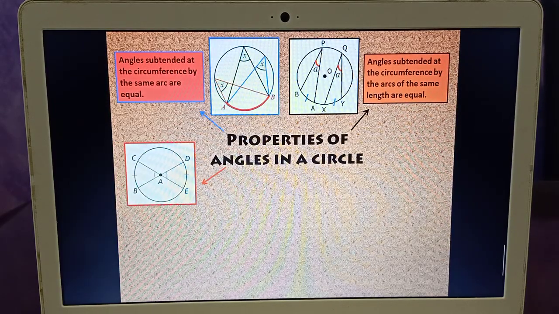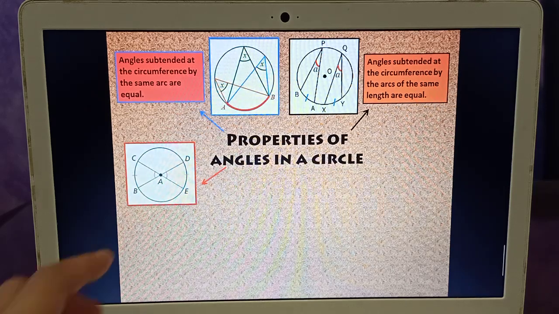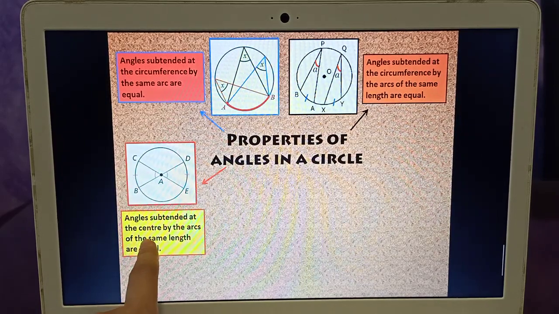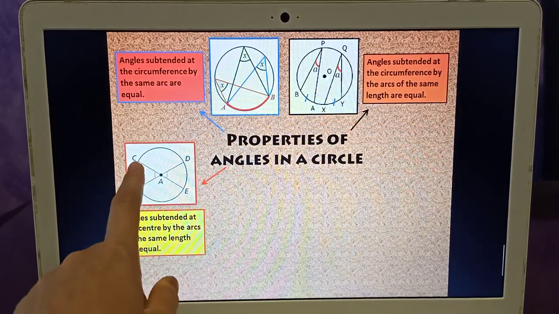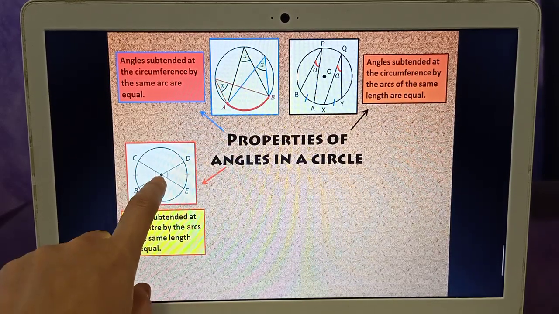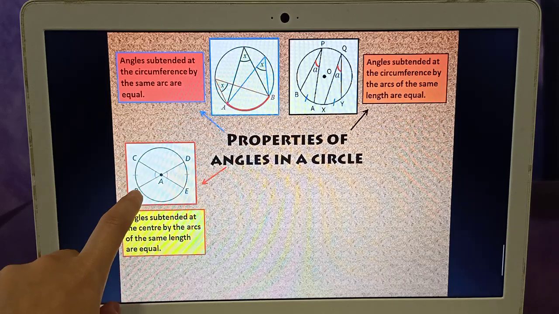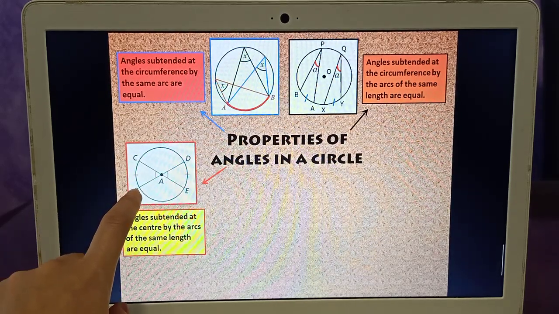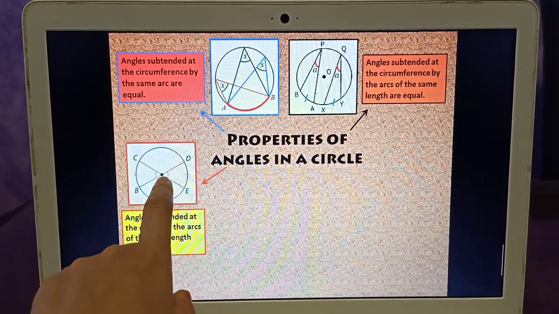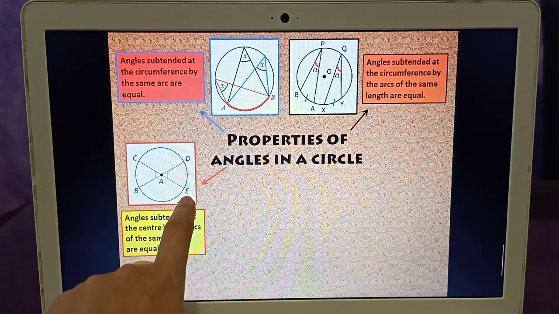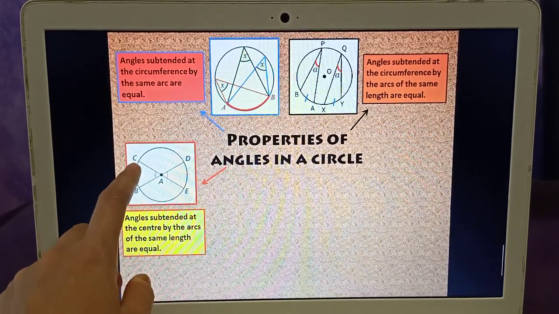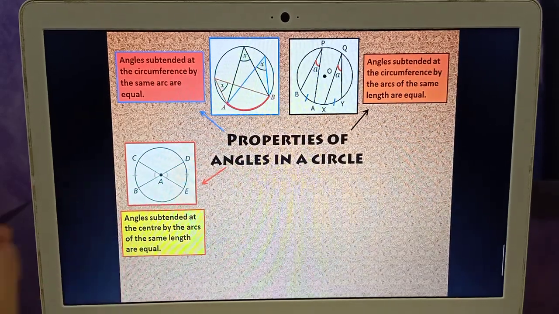The third property. Okay, so this time, what you can see here is that this angle CAB is an angle subtended at the center. Why? Because it is formed by two radii and arc CB. This angle DAE is also an angle subtended at the center because it is formed by two radii and an arc. And you can see here, the arc length of CB and the arc length of DE are equal.